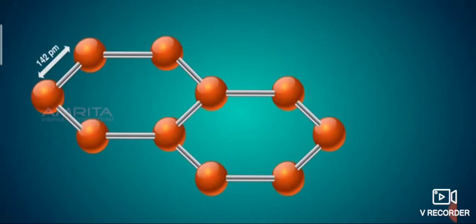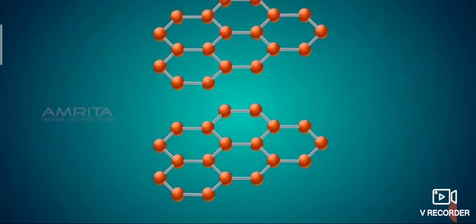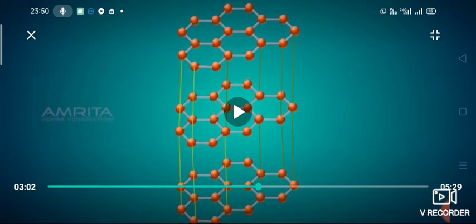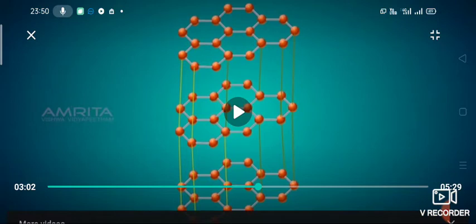The bond length is 142 pm. Pm means picometer. So each layer, this is the structure of carbon. Look at this structure and you can draw. Each carbon atom is joined to 3 other carbon atoms to form a hexagonal array structure. Each hexagonal array is linked with the other layer with weak van der Waals forces between different layers. There is a strong bond between carbon atoms in a layer.